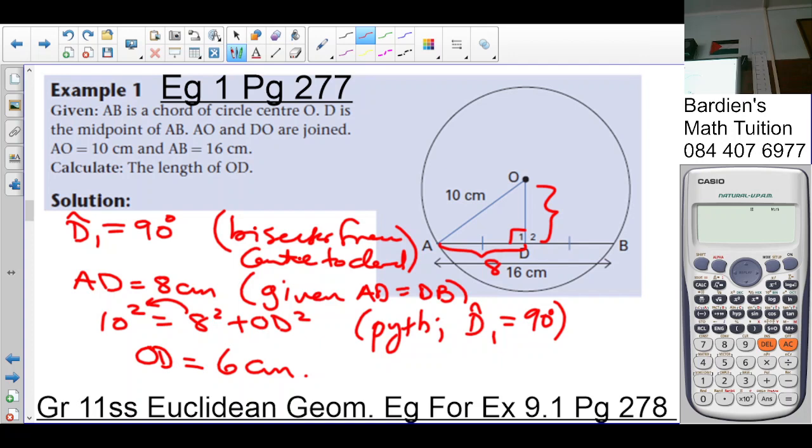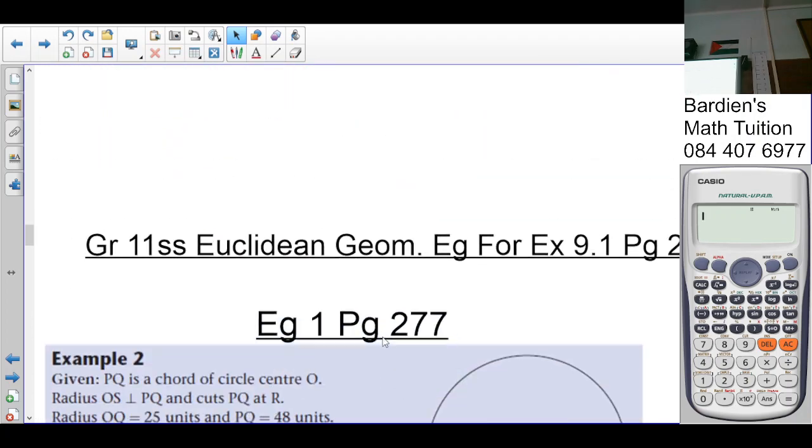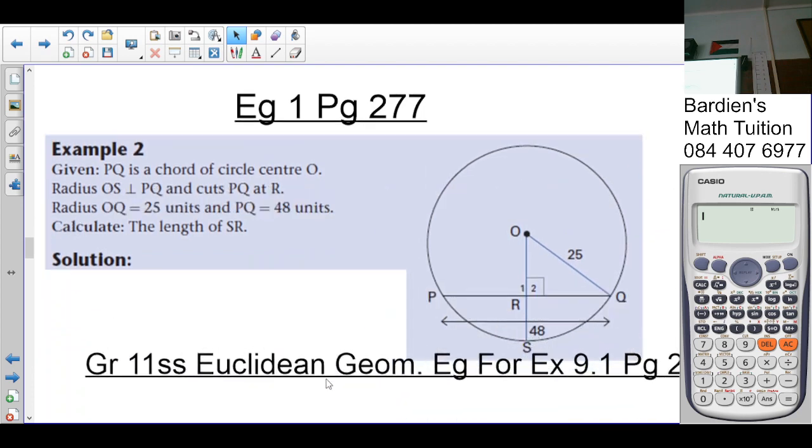And that's how you get 5 marks for that sum. So you must lay it out nicely. Any confusion there? No? Okay. Let's look at example 2, and example 2 is on page 277 also.